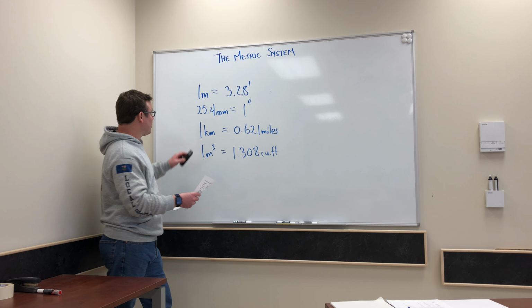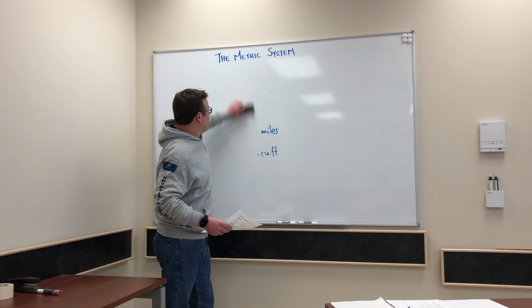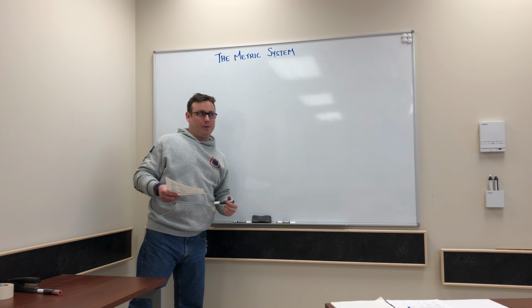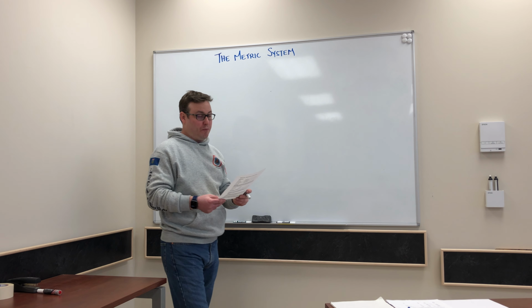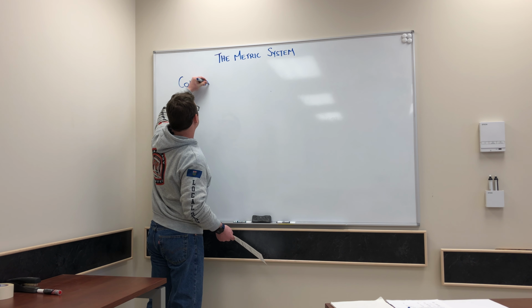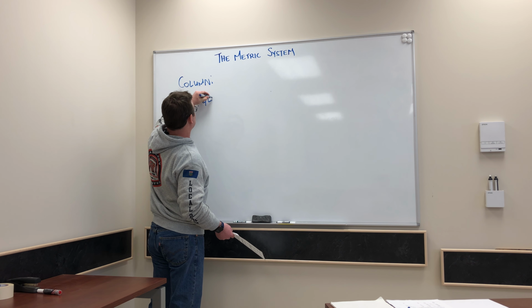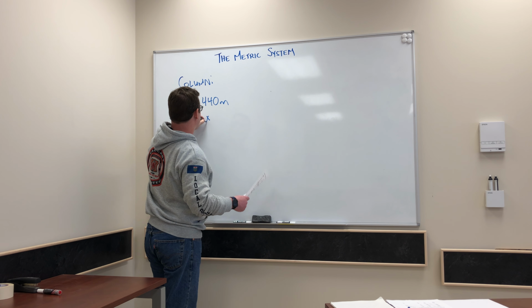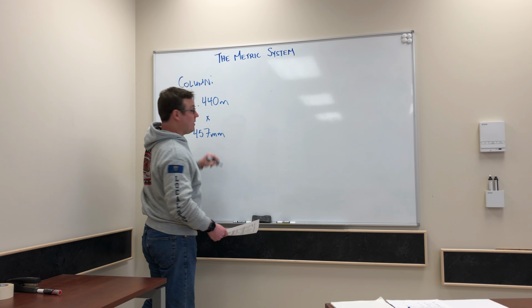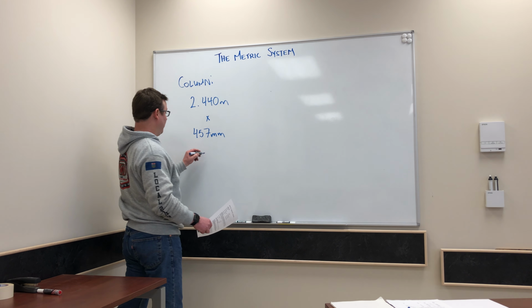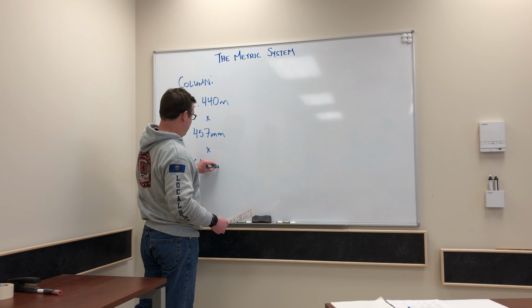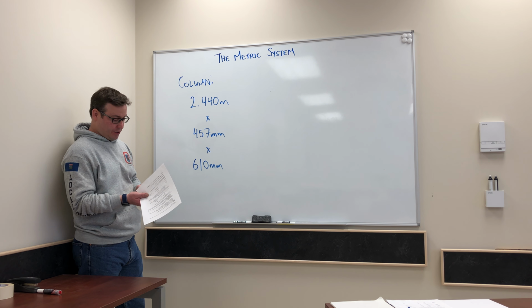Excellent. So let's apply this to construction. Let's apply the metric system to construction. We have a column. Okay, the dimension of the column is 2.440 meters. I'm going to write it this way: 2.440 meters, 457 millimeters wide and 610 millimeters long.